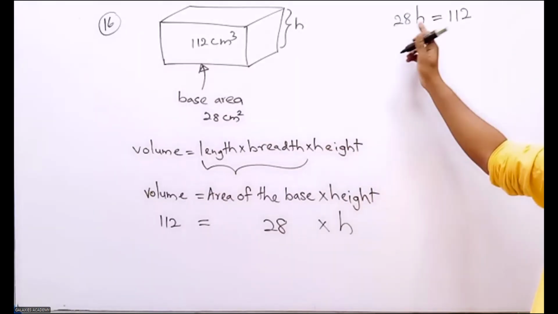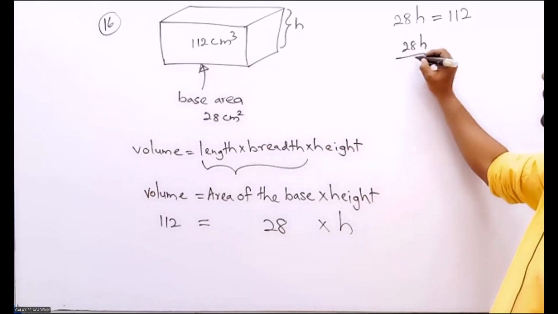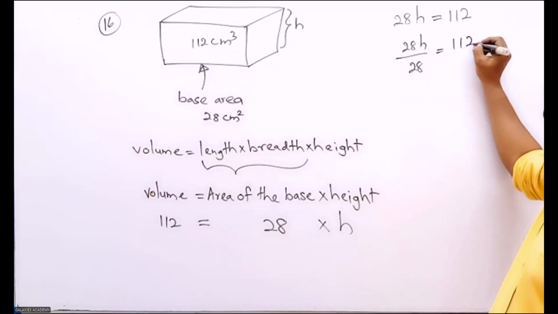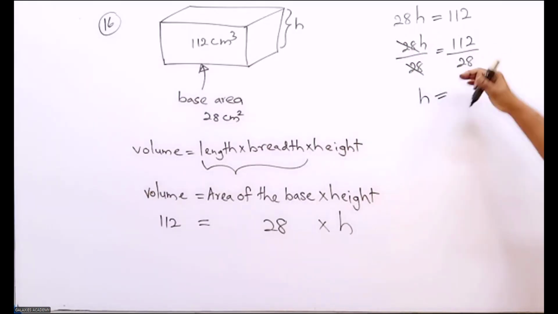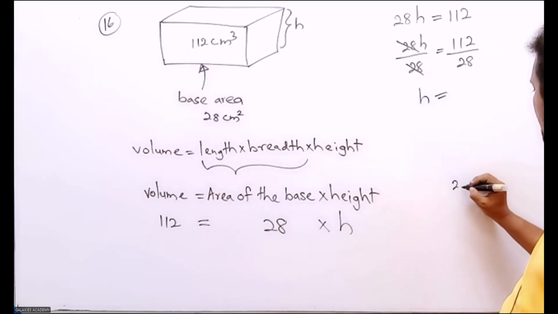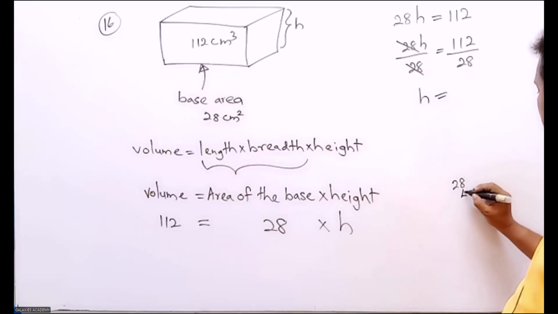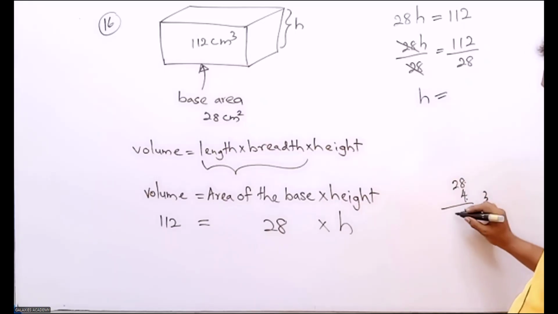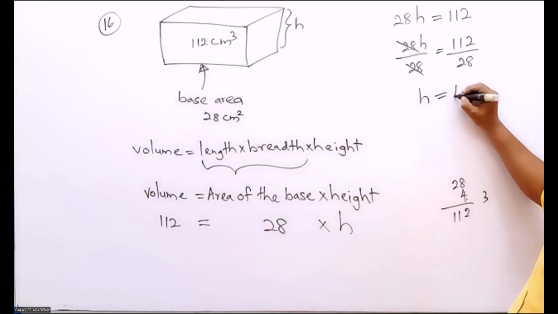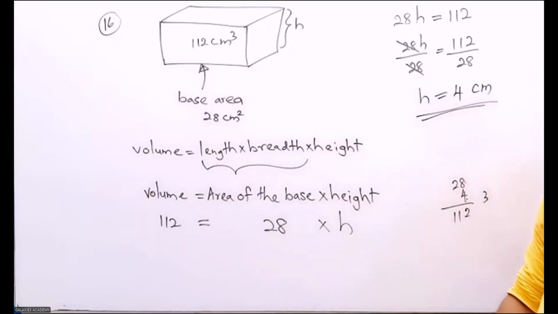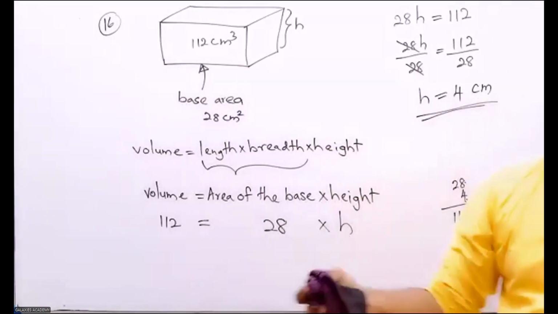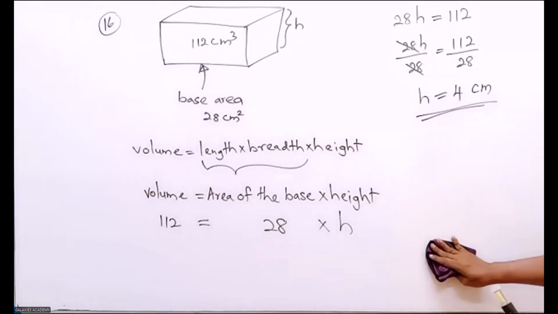Then you can simplify this one, no? You can remove this 28 from this side, so both sides you divide by 28. Then you can get h. h is equal to, then you have to check how many 28s for 112. I think, is it 4? 4 times 8, 32. 4 times 2, 8. 8 plus 3, 11. Yes, it is correct, no? So what is the answer? 4. It is height, no? So 4 centimeters. Right? Height is 4 centimeters.